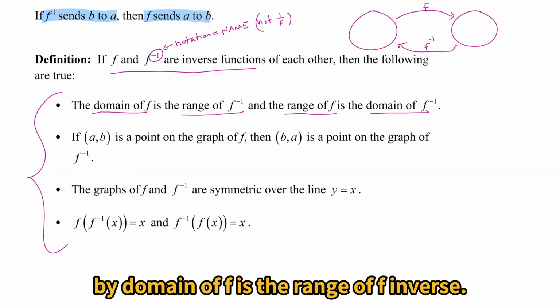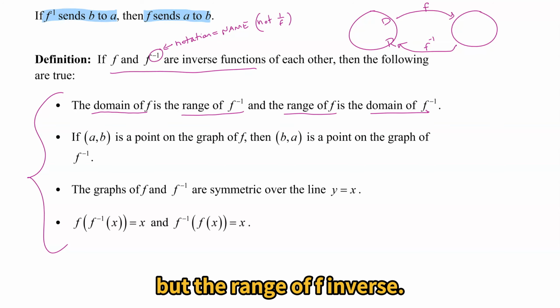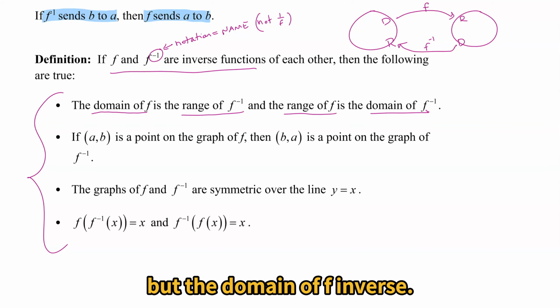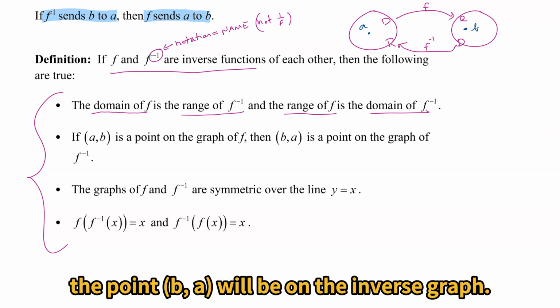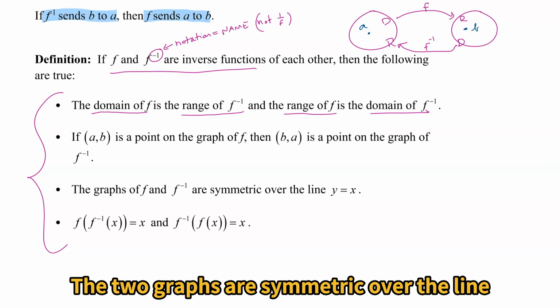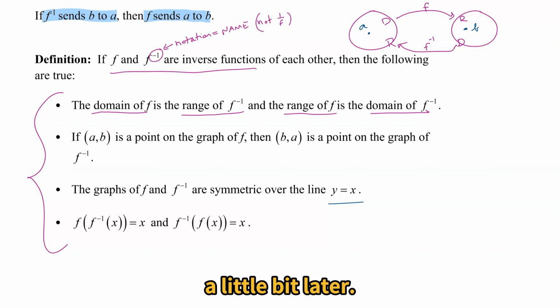And that's what we mean by domain of f is the range of f inverse. This would be the domain of f, but the range of f inverse. And this would be the range of f, but the domain of f inverse. If I have a point (a, b) on the graph of f, then the point (b, a) will be on the inverse graph. The two graphs are symmetric over the line y equals x. We'll take a look at that a little bit later.